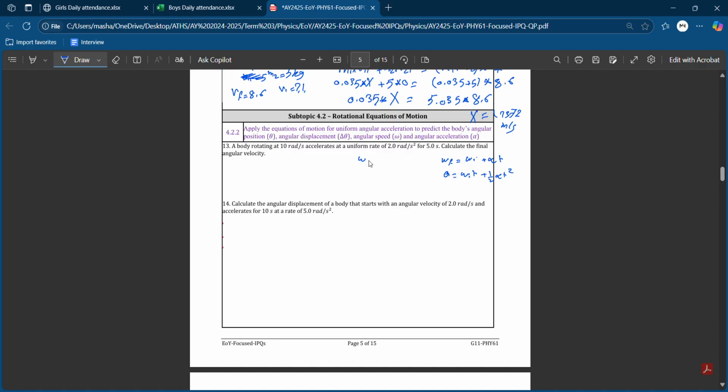The angular velocity, which is ω, is in radians per second. The angular acceleration is in radians per second squared. And we have displacement theta, which is in radians.